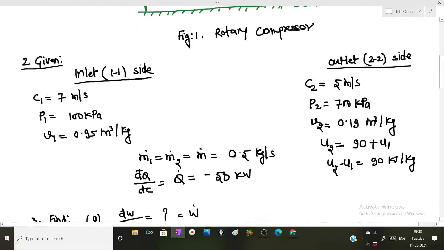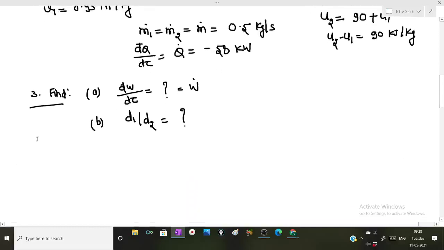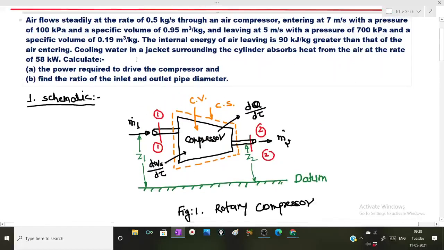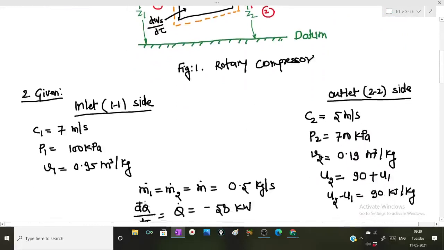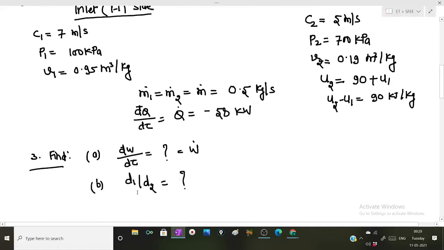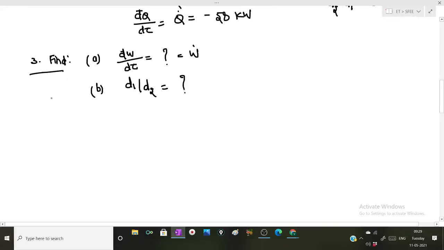We have drawn the schematic. We have enlisted all the given parameters on the inlet side, outlet side. Some of the parameters are common, and we have enlisted what is to be found out. So the power required to drive the compressor, obviously this will be negative. Sign will automatically appear. We need not bother about the sign. That is the rate of work transfer per unit time, and the ratio of inlet pipe to the outlet pipe diameter. Now let us do the calculations.